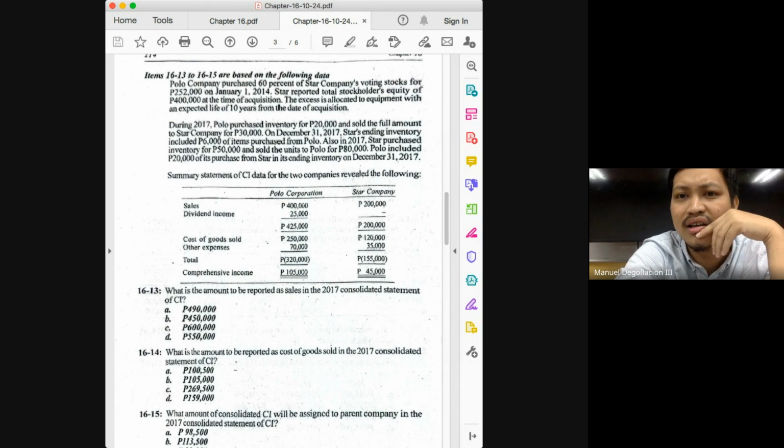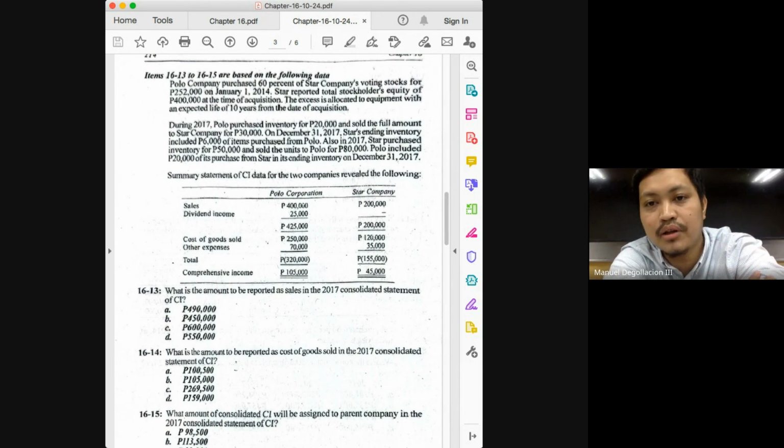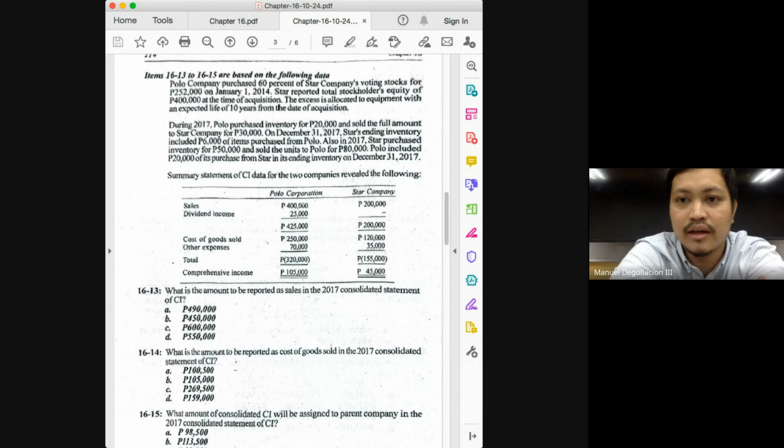Adjustments for the markup on the beginning and ending. Do we have beginning here? On December 31, Star's ending inventory. No. Also in 2017, Star purchase. Polo included 20,000 of its purchase from Star in its ending inventory. Okay, so I cannot see any beginning. Let's go to ending. How much was the markup on the ending, class? For goods still in the hands of the subsidiary, included 6,000 of items. So 6,000.